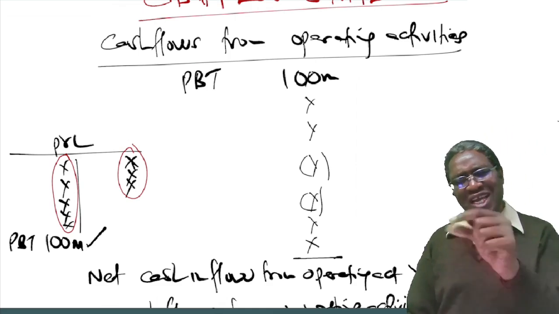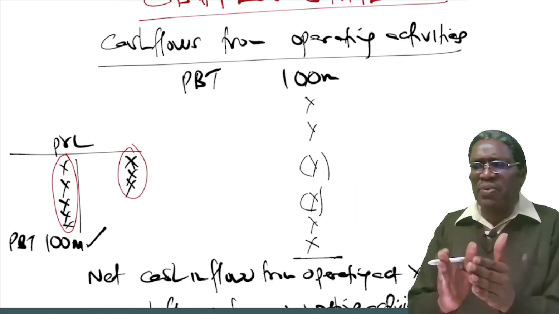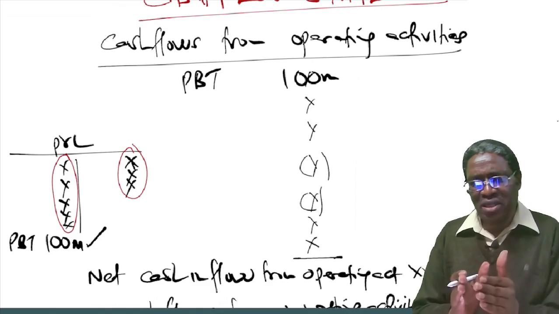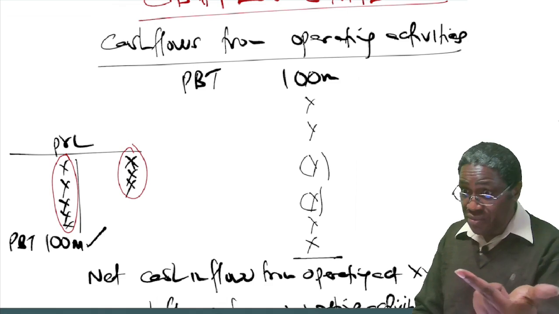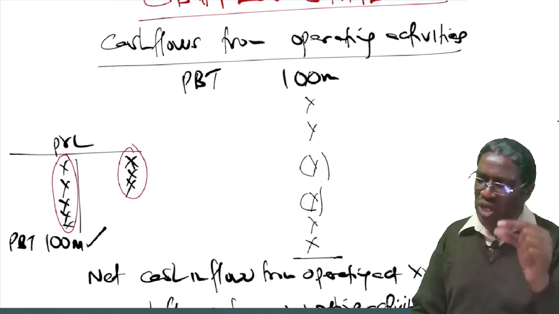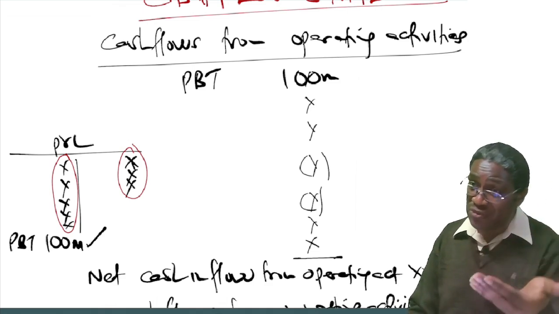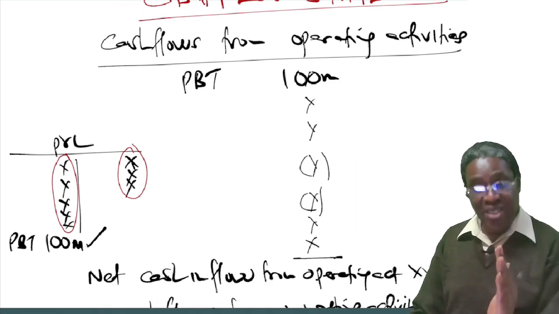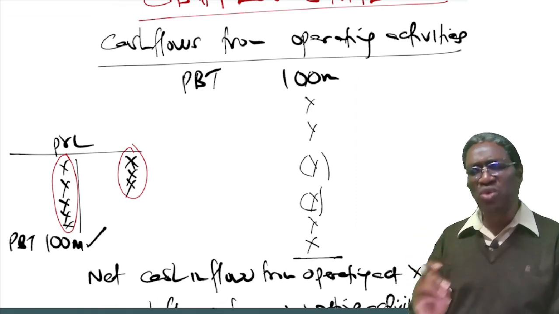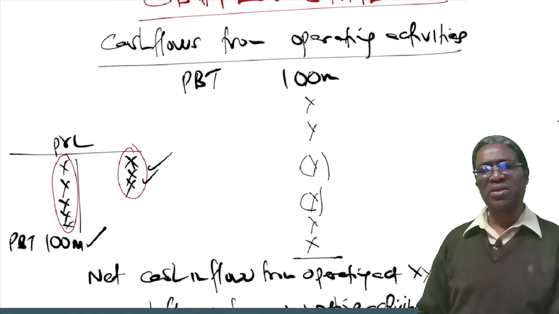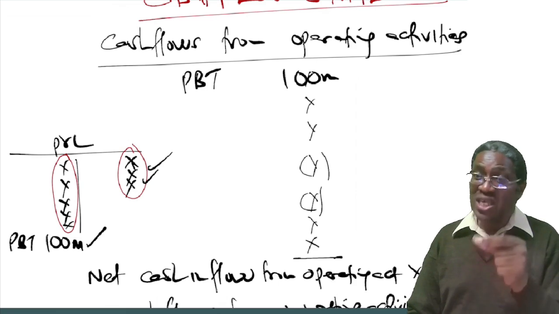million. Then you ask yourself, are there things that I as a company could have debited in my P&L account which are not cash items? Are there things that I could have debited in the P&L account yet I never paid cash for them? Yes. You also ask yourself, are there things you could have credited your P&L account with and yet you never received any cash for them? Yes.